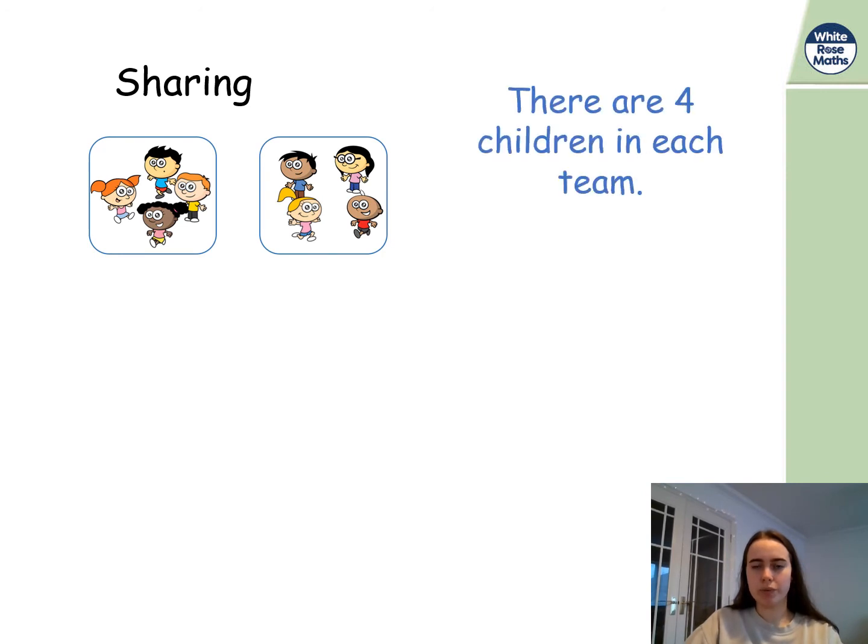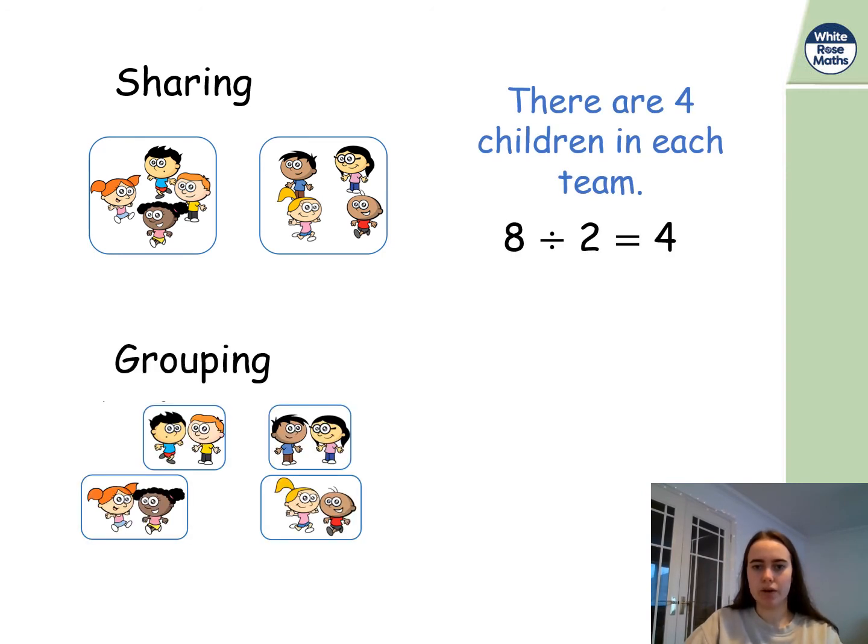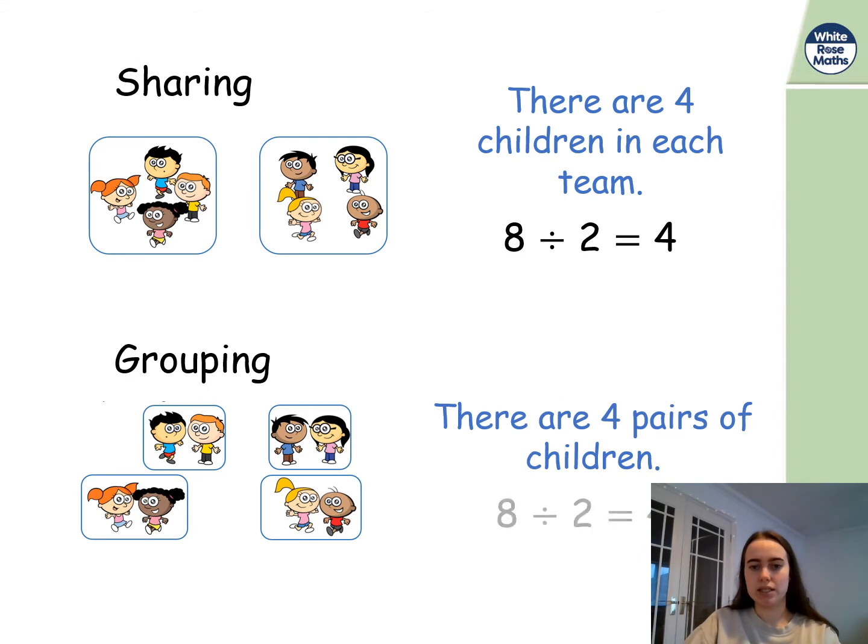So that first one was sharing, 8 divided by 2. And the second one was grouping. So the same division sentence, but one method was sharing and the other method was grouping.